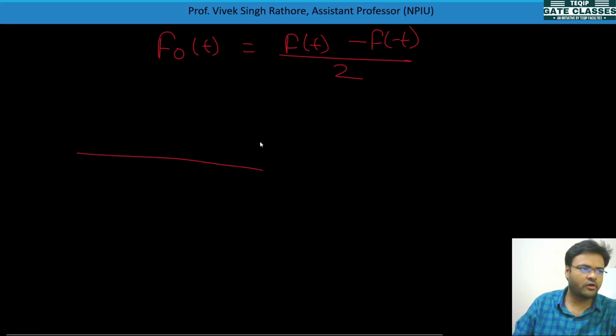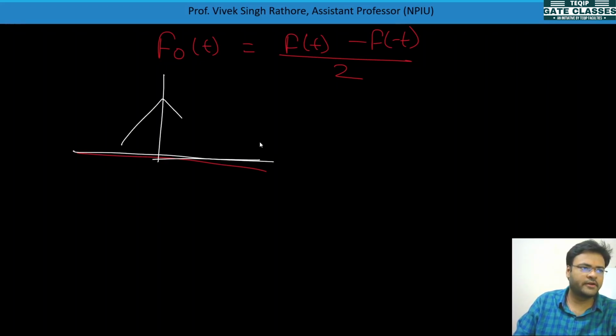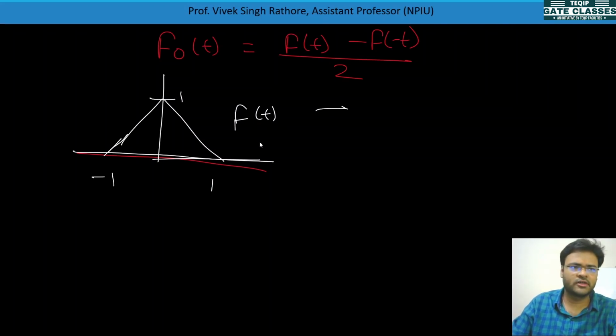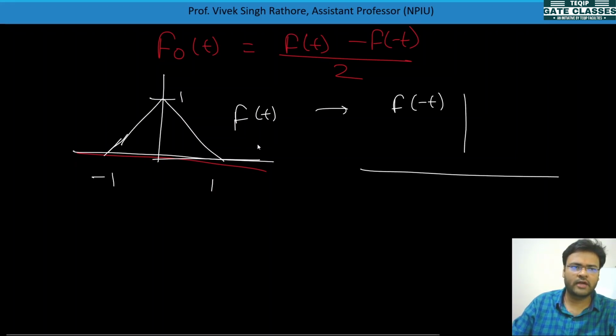I have already taken one signal. It ranges from, let's suppose, -1 to 1, and the magnitude is 1. This is f(t). Now I have told you the condition, so first check f(-t). If you do time reversal, it will simply be rotated across the y-axis.